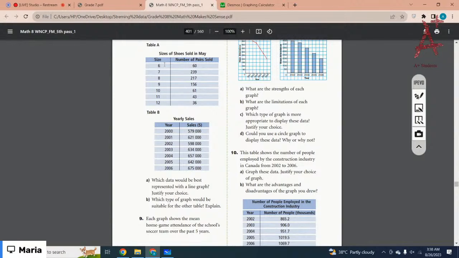Line graphs are easy to draw and read. It is best used to show data gathered over time. It can be used to estimate values between data points and beyond data points. So yes, table B would be better to use a line graph.